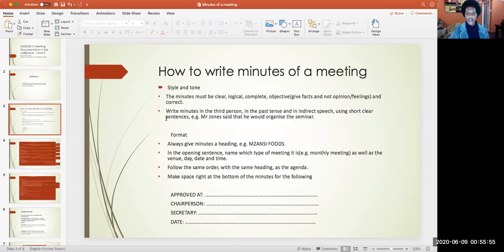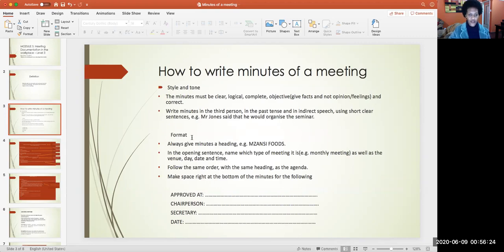Write minutes in the third person, in the past tense, and in indirect speech, using short, clear sentences, such as the example that I have given you here: Mr. Jones said that he would organize the seminar. Already, as it is, you can see that this is written in the past tense and in indirect speech.